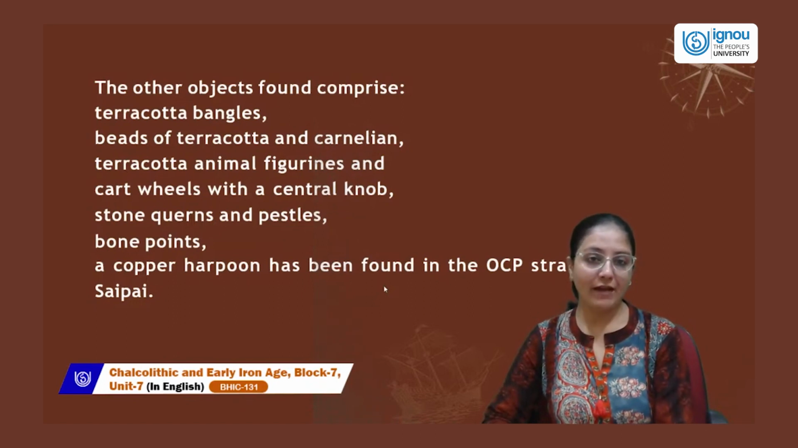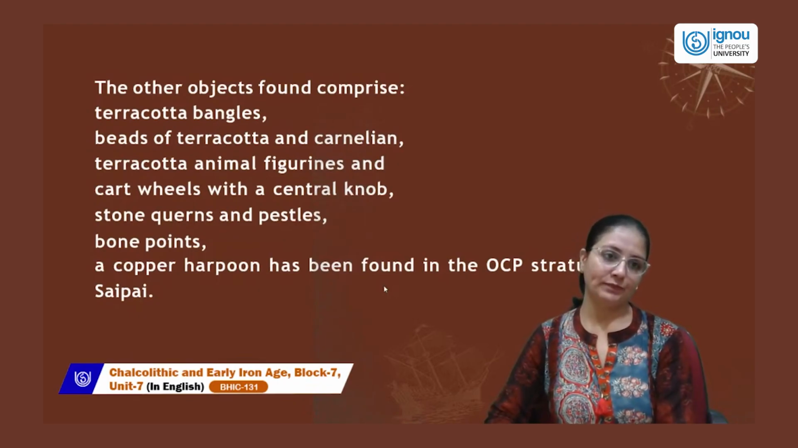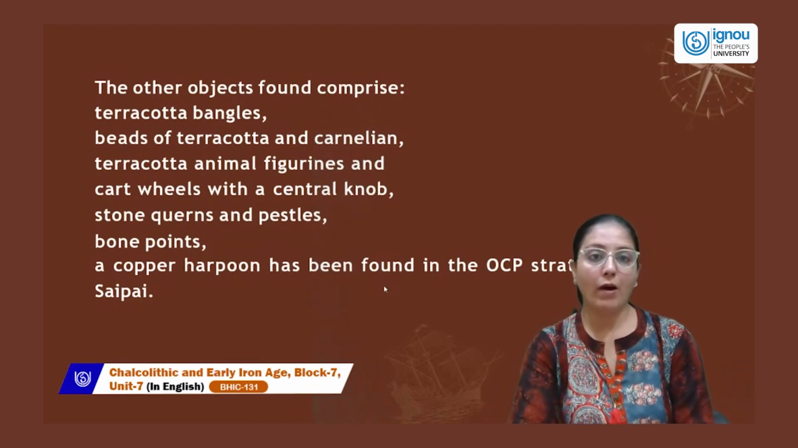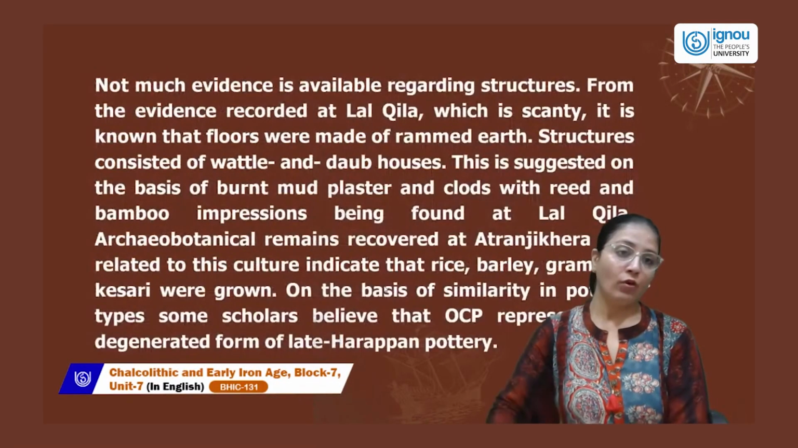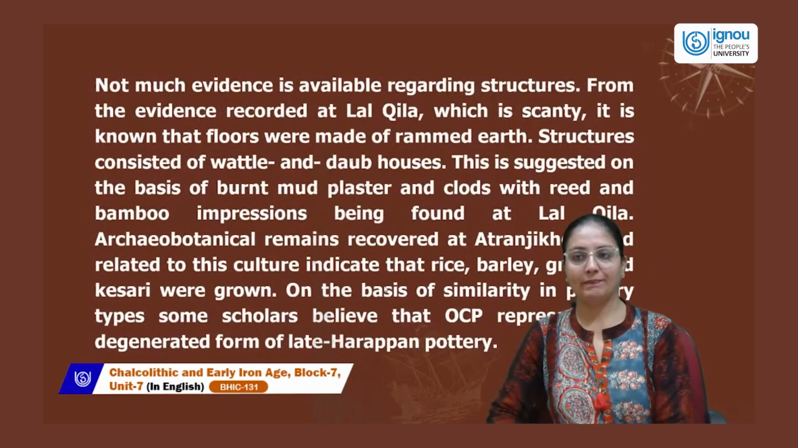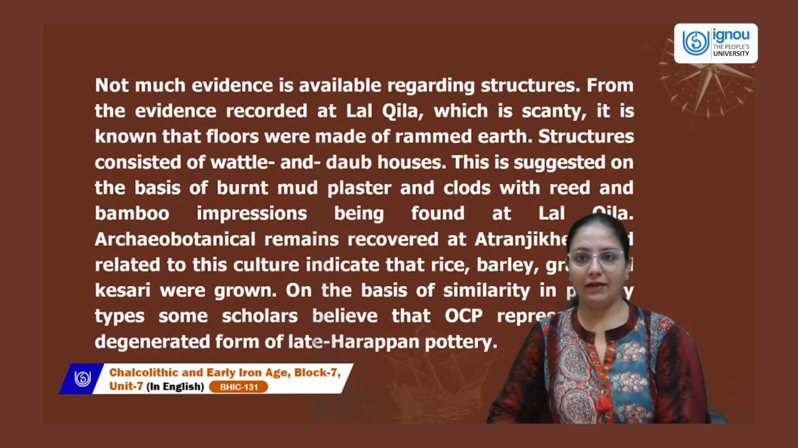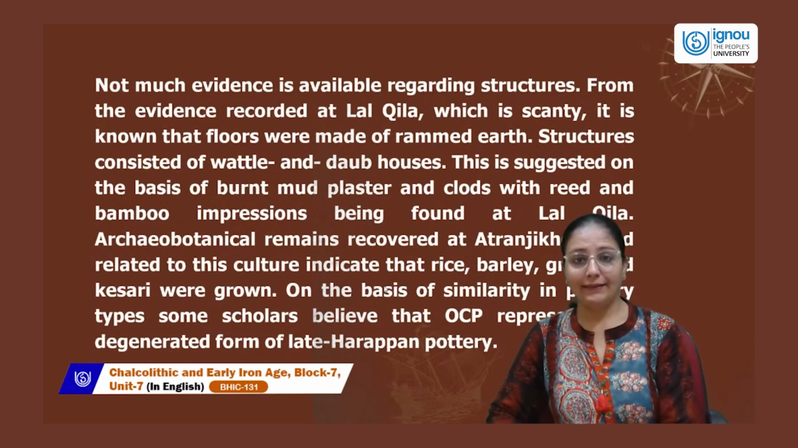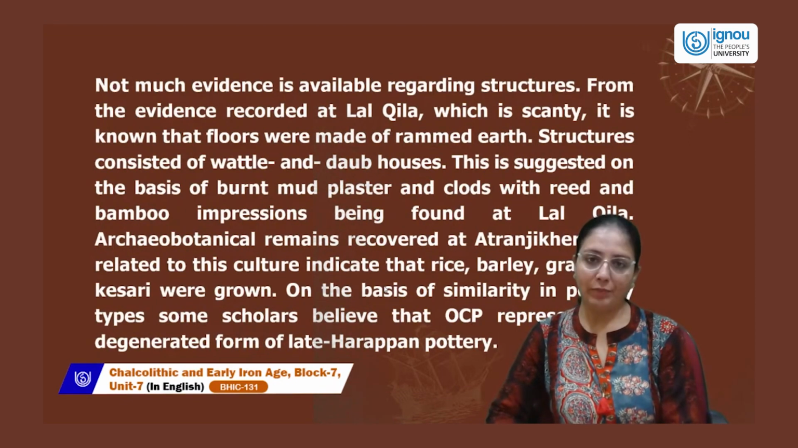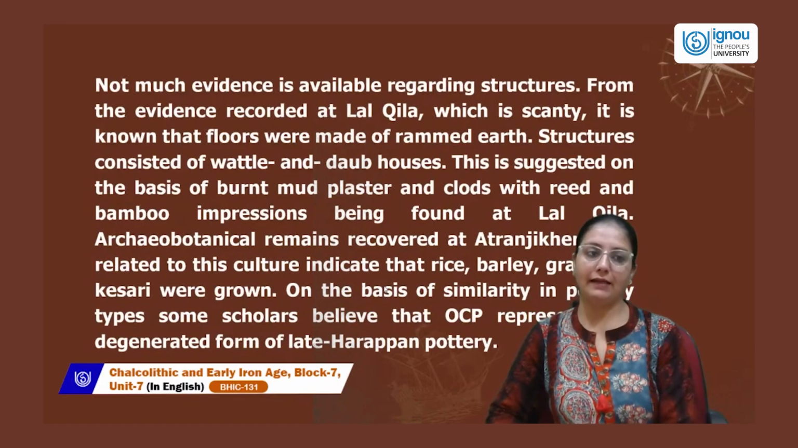These are the objects we have got from OCP culture, so that we came to know how they were using these things and in which field. Not much evidence is available regarding structures. From the evidence recorded at Lal Killa, which is scanty, it is known that floors were made of rammed earth. Structures consist of wattle and daub houses. This is suggested on the basis of burnt clay plaster with reed and bamboo impressions being found at Lal Killa.